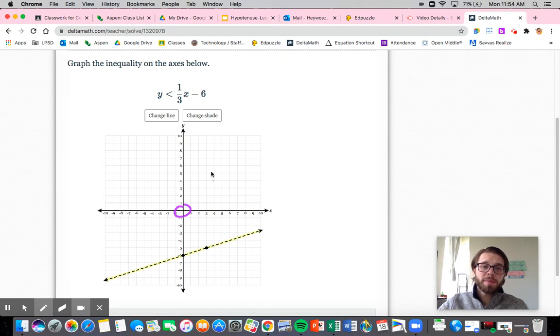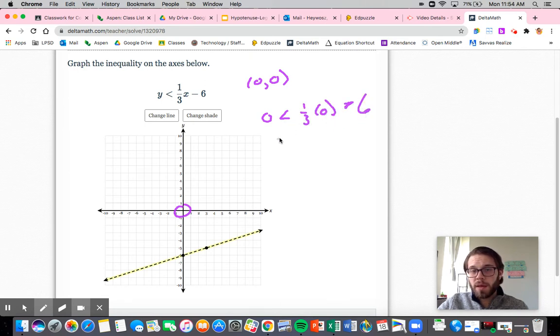All right, so if I plug in the point 0, 0, for x and y, I'm going to plug in 0 is less than 1/3 times 0 minus 6. So 0 is less than -6. Well, is that true?